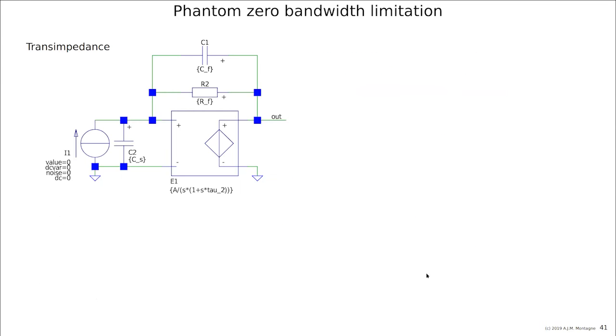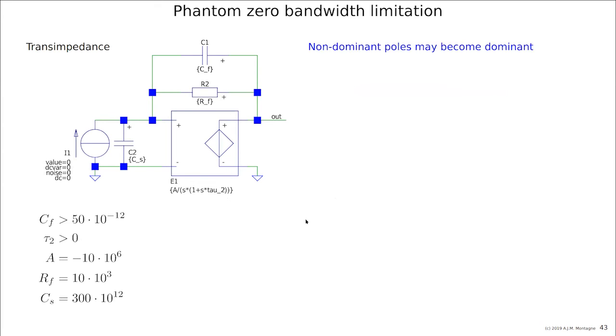So then there can be another effect, which is this non-dominant pole, another pole. So now I make this tau value for the third pole basically in the loop non-zero, and then we can study the effect of the zero. But I didn't put it in the plot. So non-dominant poles may become dominant, as I have explained in the previous sheet, and we will study this effect with the phantom zero bandwidth limitation in a Python version of SlideCap.